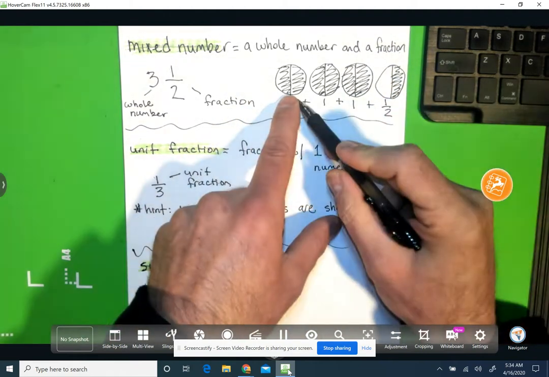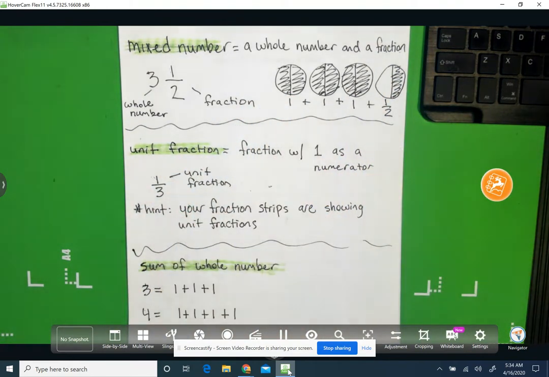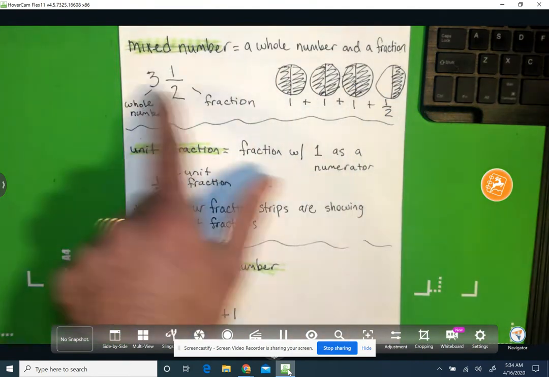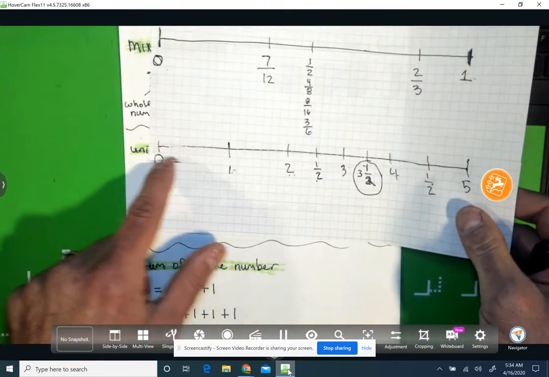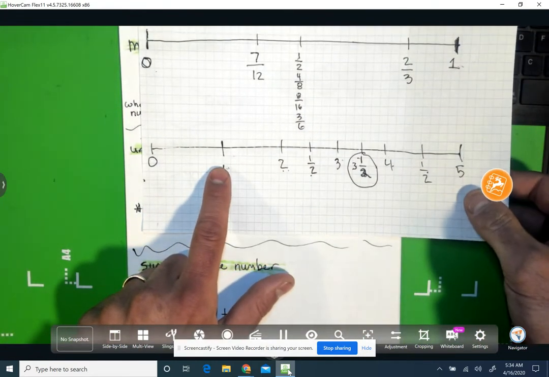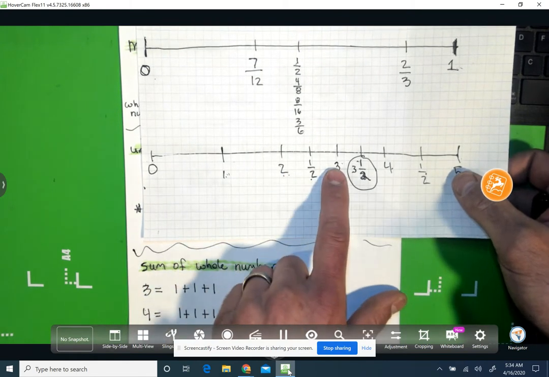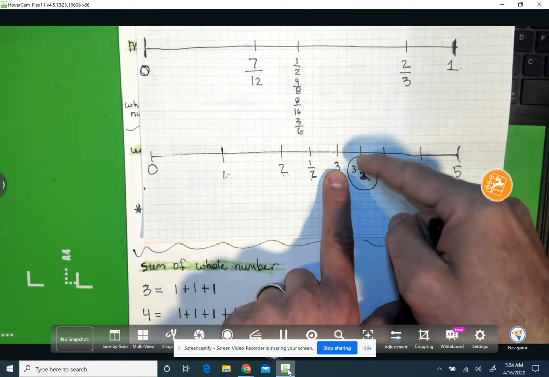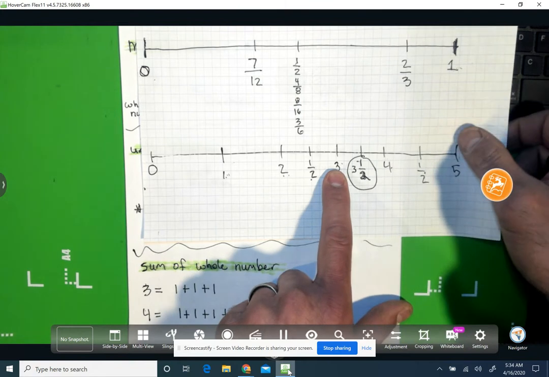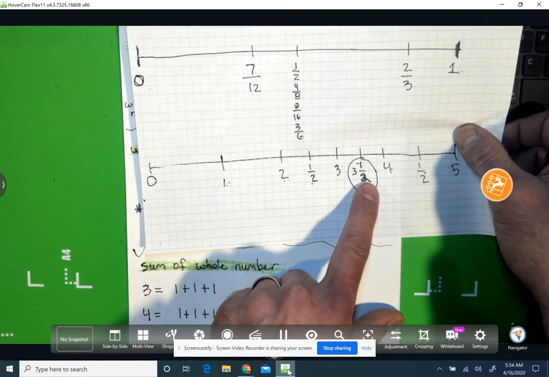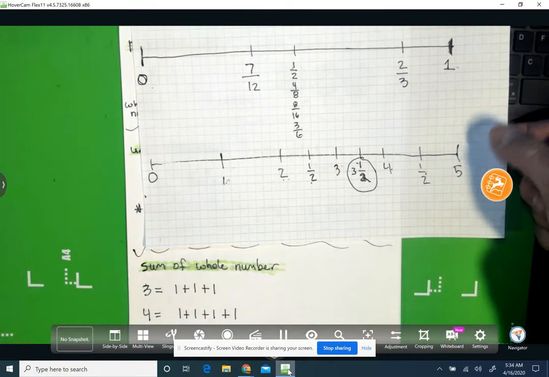And if you put those together, that creates the mixed number 3.5. So not only did you have 1 whole piece of whatever, or 2 whole pieces of whatever, or 3, you had 3.5. Okay, so there's your number line visual there. All right.